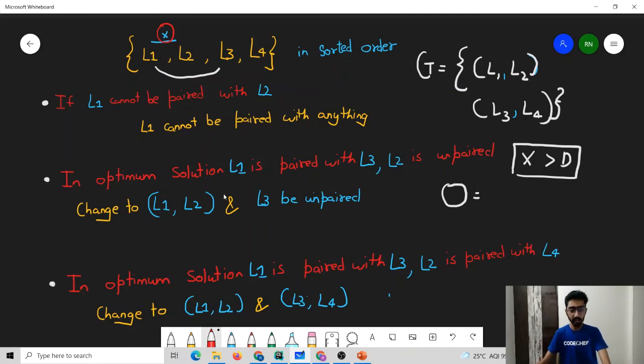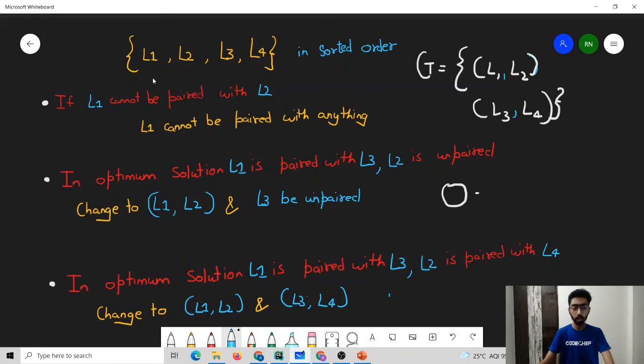Now let us consider some other case such that L1 now can be paired. So let us consider that in the optimum solution, L1 is not paired with L2. In the greedy solution, L1 is surely paired with L2. But in the optimum solution, L1 is not paired with L2, but rather L1 is paired with L3. And L2 and L4 are still unpaired. So L1 and L3 are paired, and that's the only pair that I have.